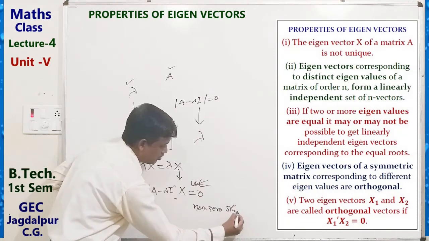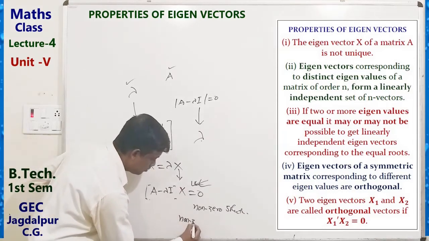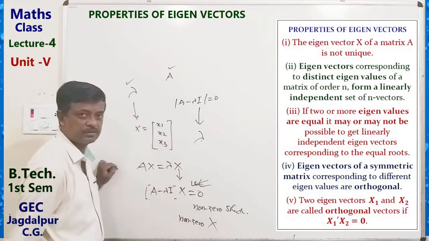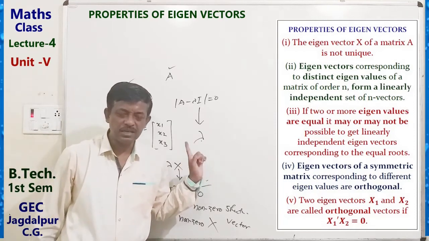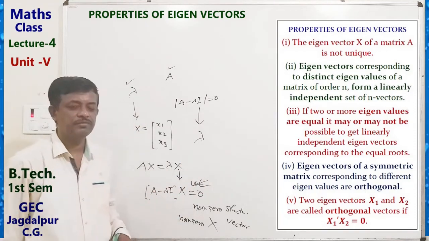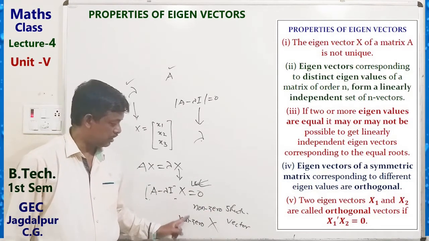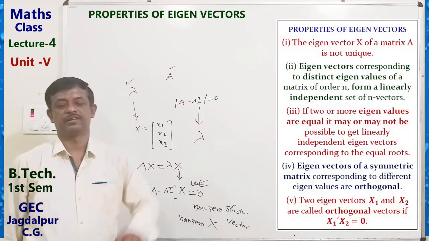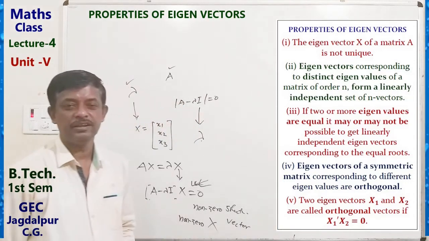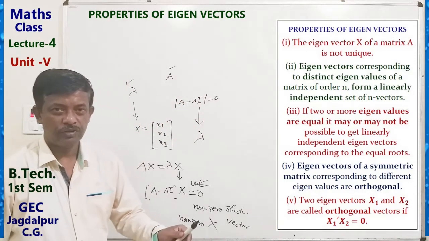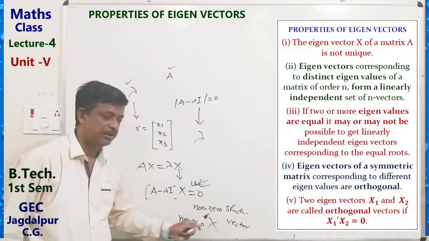Non-zero solution means we can get a non-zero x vector. So corresponding to each eigenvalue, this system will give a non-zero solution by which we can get eigenvectors. So here, first of all, we have to find eigenvalue, and then corresponding to eigenvalue, we will find eigenvector.